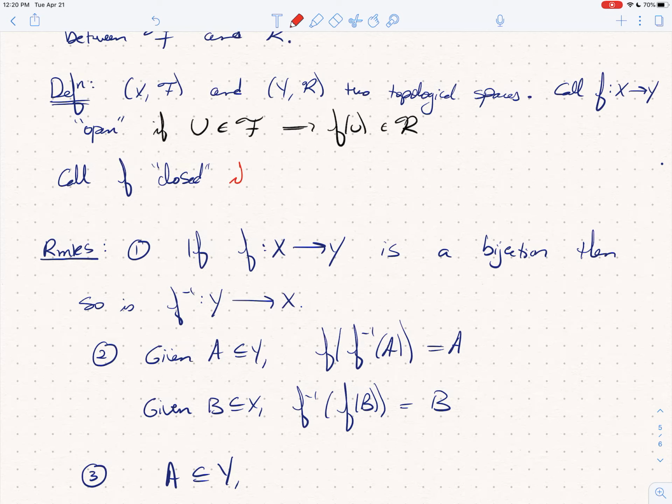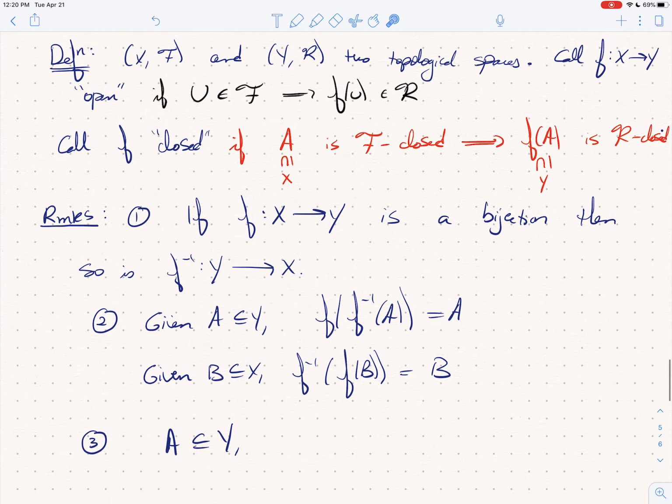And then similarly, we're going to call f closed if, where A is a subset of X, if A is F closed, then f of A, which by the way is a subset of Y, is R closed. So in other words, f carries closed sets to closed sets. So I've given you a homework problem where I'm going to ask you to play around with that idea and to discover the relationship between homeomorphisms and then open functions and closed functions.